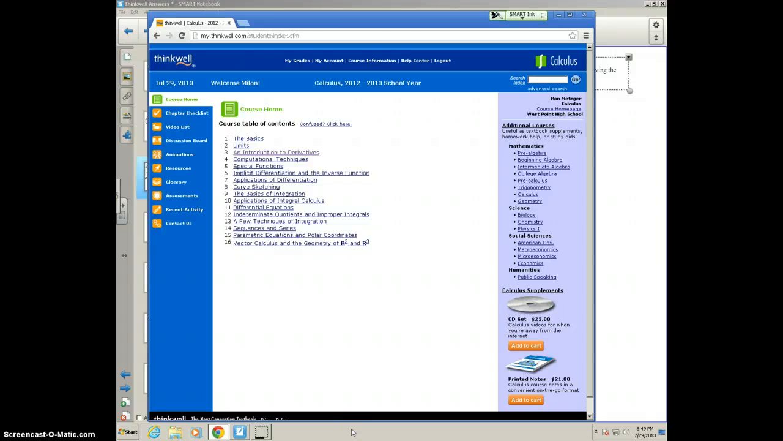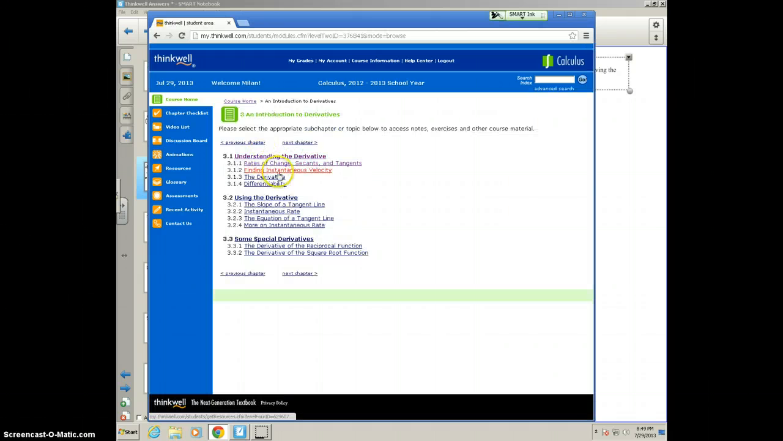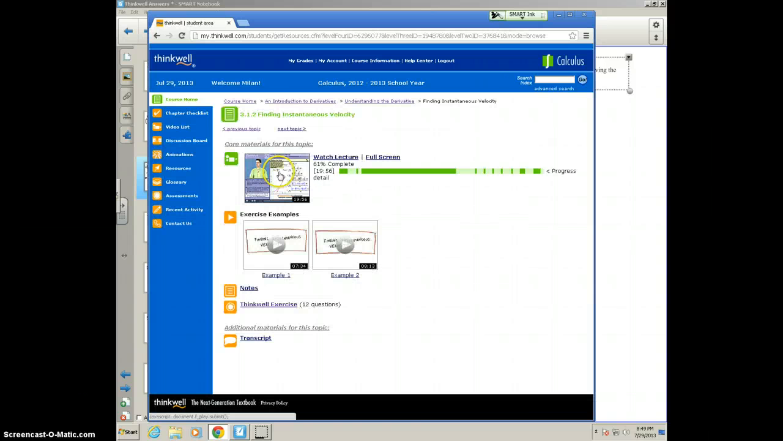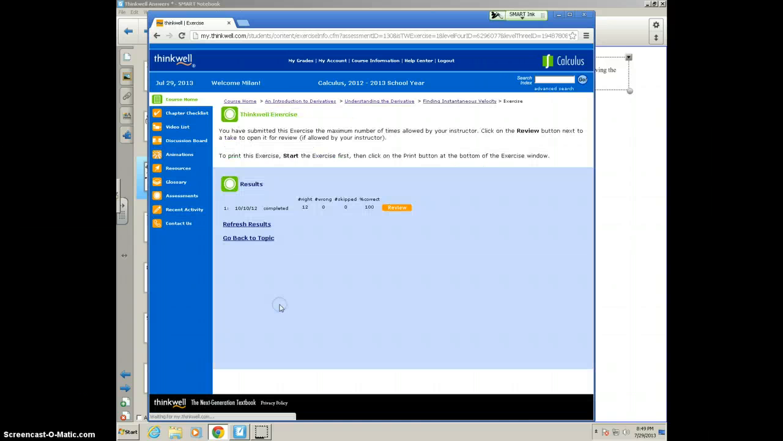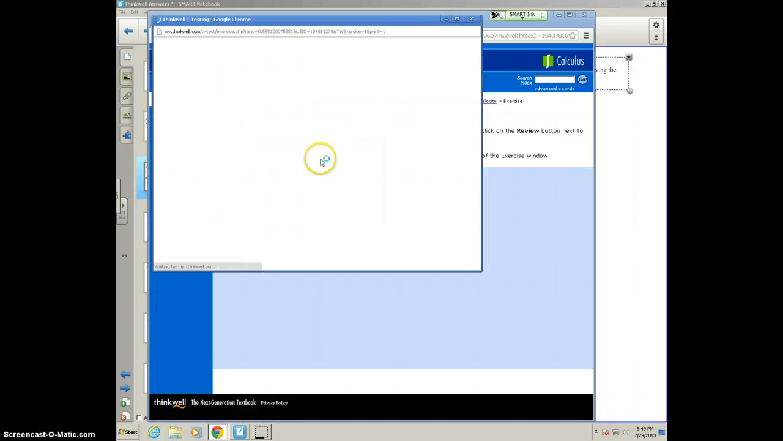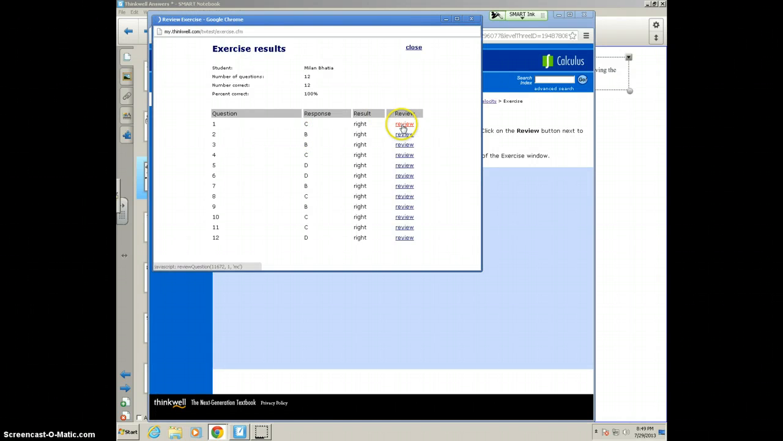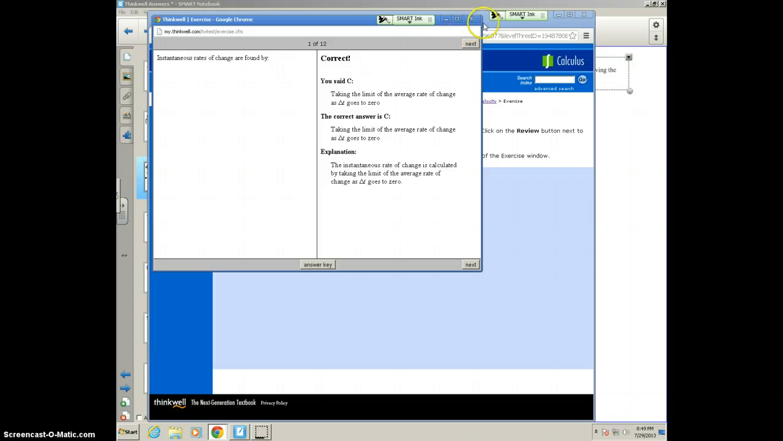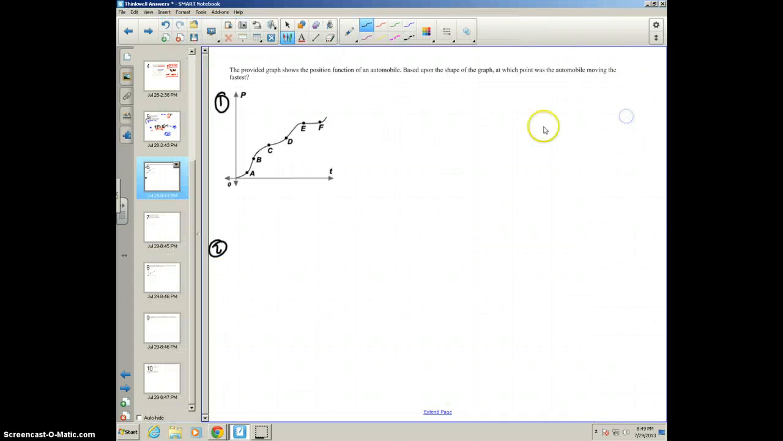So today we'll be covering another section in Thinkwell Calculus. We're going to go to an introduction to derivatives and click on finding instantaneous velocity. So we'll be working the problems out through this section. So we'll begin with our first problem here.